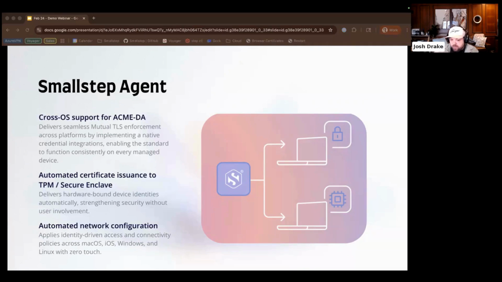Again, the focus being on doing as much as we can to enable those last mile integrations. In some cases, we even support automated configuration of those resources, such as Wi-Fi networks on macOS, Windows, and Linux. So let's keep going.